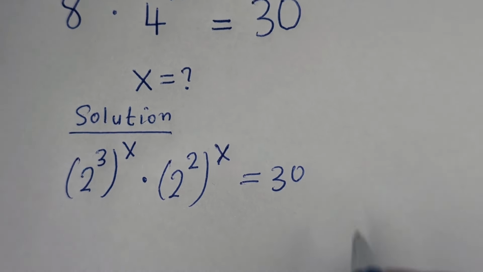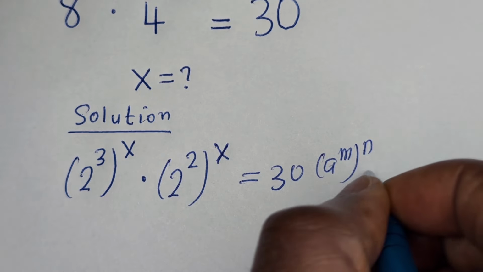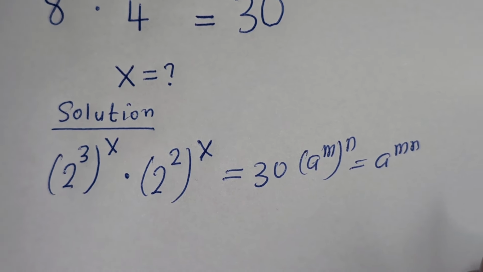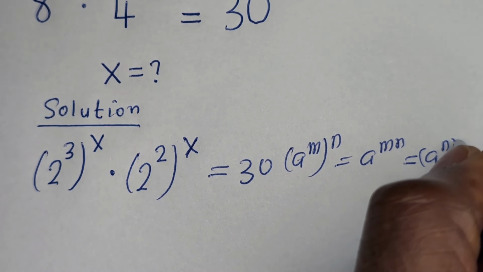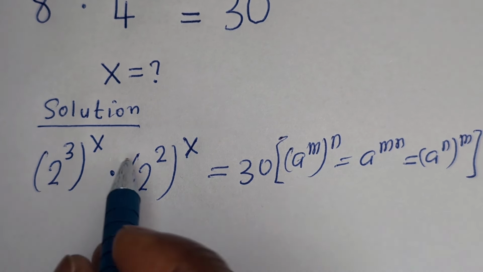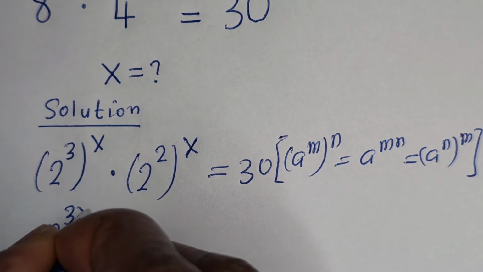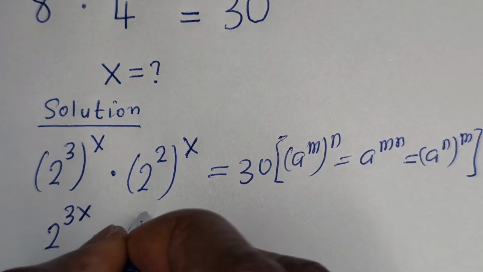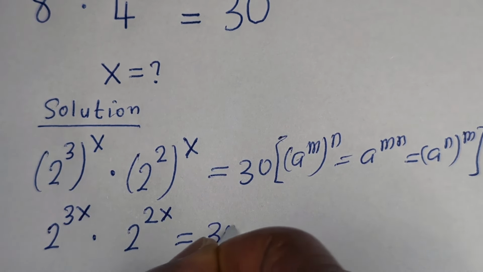Now, if you have a raised to power m to the power of n, this is equal to a raised to power mn, and this is equal to a raised to power n to the power of m. This can be written as 2 raised to power 3x multiplied by 2 raised to power 2x is equal to 30.